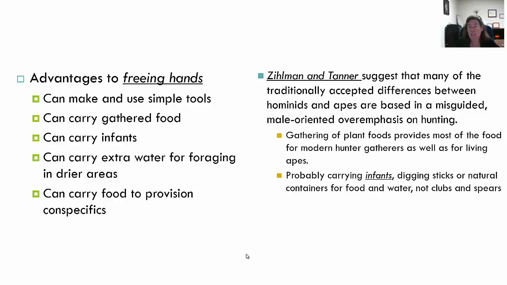Zihlman and Tanner suggest that many of the traditionally accepted differences between hominids and apes are based on a misguided and male-oriented overemphasis on hunting. Gathering plant foods provides most of the food for modern hunter-gatherers as well as living apes. Probably carrying infants, digging sticks, or natural containers for food and water, not clubs and spears.